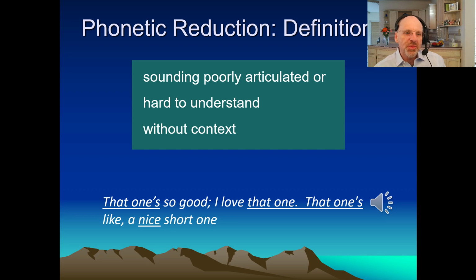Okay, sounds pretty normal, but if you pay close attention, you'll notice that things like the T in "that one" is missing. It's "that one's so good." "I love that one." "That one's like a nice short one." The word "nice" here, you can just hear a couple sounds. So that's phonetic reduction.